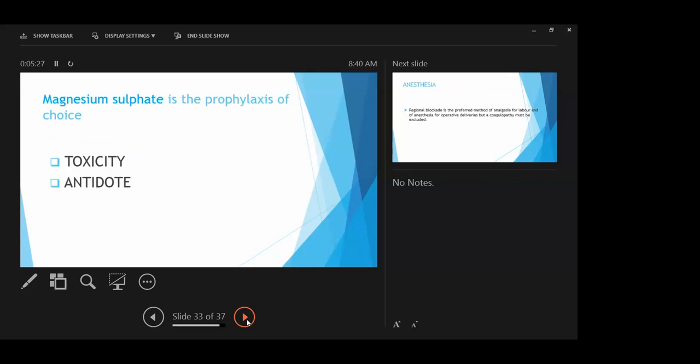But we have to be very careful while giving magnesium sulfate because it can cause toxicity. The patient should be catheterized and urine output should be monitored. If the urine output is less than 30 ml per hour, it indicates toxicity. Meanwhile, we should monitor her reflexes, as it can cause cardiac arrest and respiratory depression. The antidote is 10 milliliters of 10% calcium gluconate.